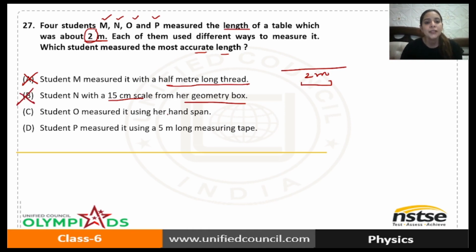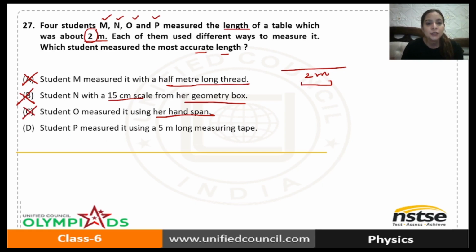Student O measured it using her hand span, like this, 1, 2, using the hand span. So again she has to pick it up, and also the result will vary from person to person, because we know that each one of us has a different width of hand. So obviously the result won't be accurate, and will not be constant in each case.